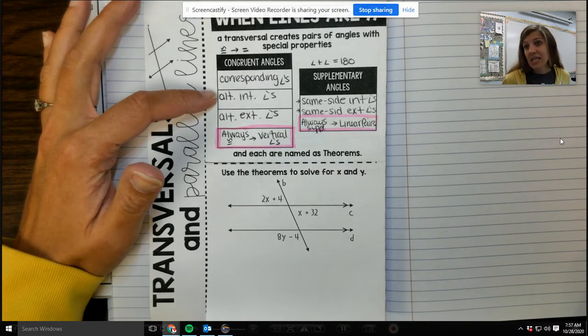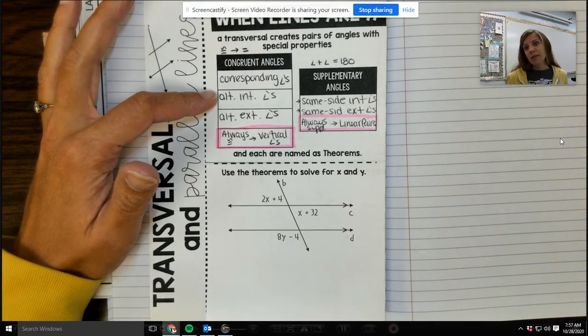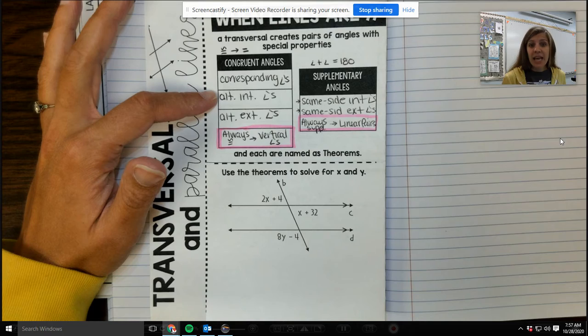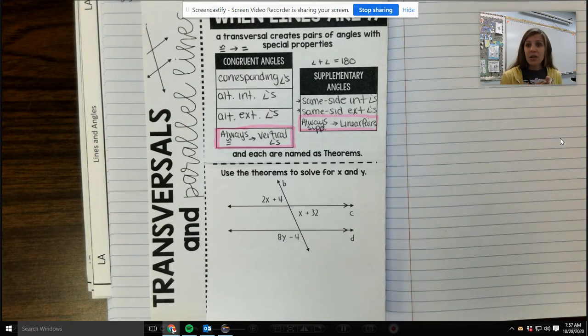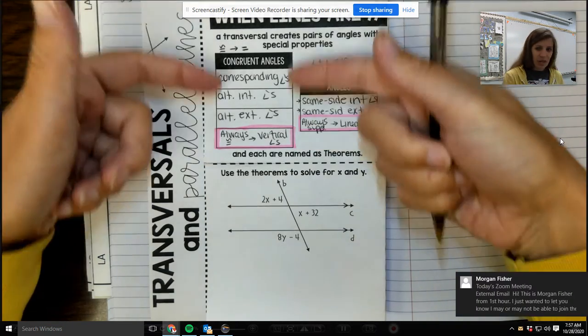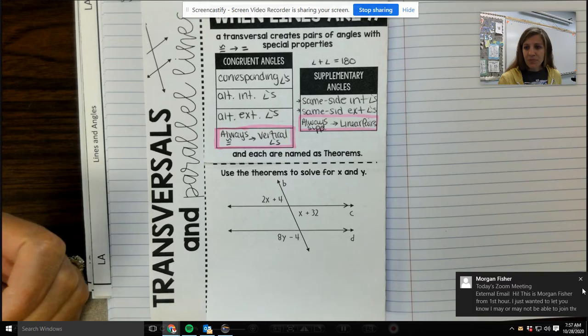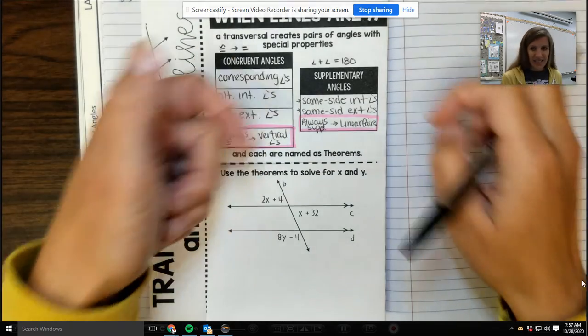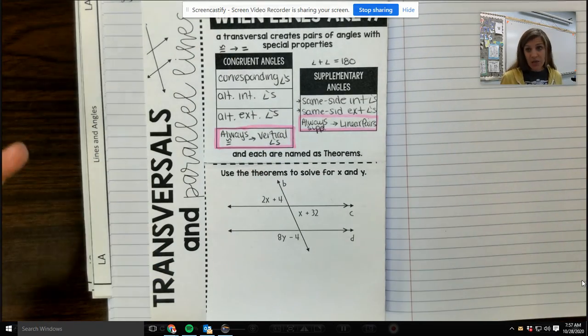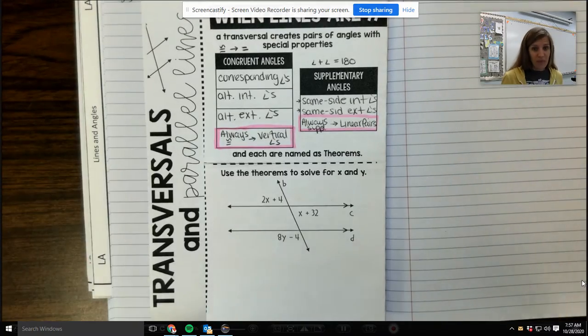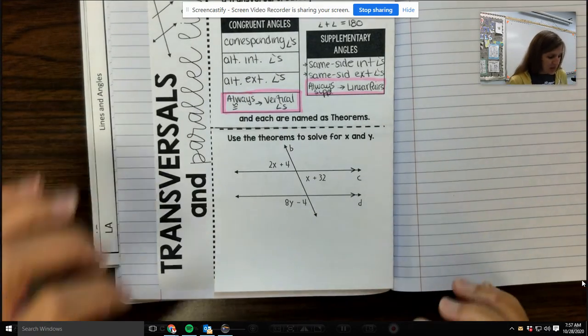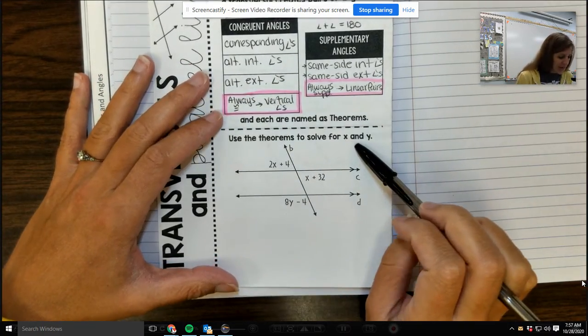Alternate interior angles say the same thing. If two lines crossed by a transversal are parallel, then alternate interior angles are congruent. So essentially, if we know the lines are parallel, then we know these angles are congruent, or we know that these angles are supplementary. So we can use those as true facts to do math. So that's what we're going to do down here. Use the theorems to solve for x and y.